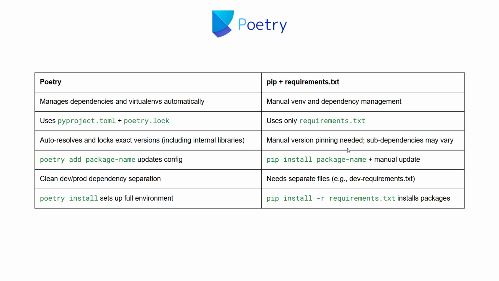So there are going to be some conflicts that arise, and you have to manually downgrade one of the libraries and try to find the most optimum combination of versions, and make sure that you are working with the latest versions as much as possible. Whereas in the case of poetry, you can simply run the poetry install command. It's automatically going to resolve all those conflicts and give you the best possible combination if there are any conflicts. And it locks exact versions including internal libraries.